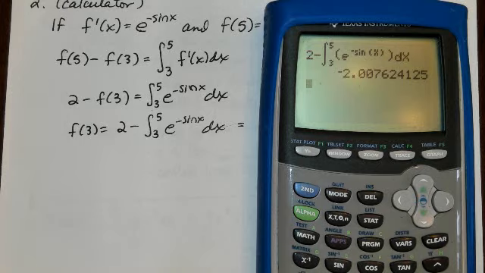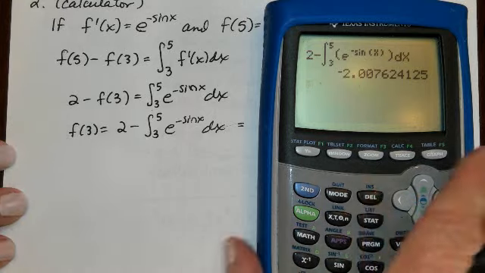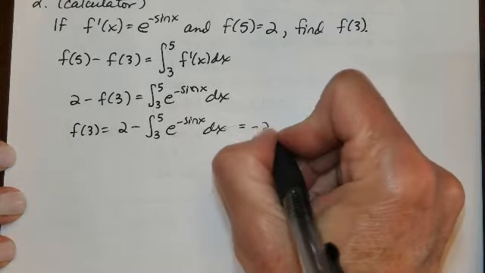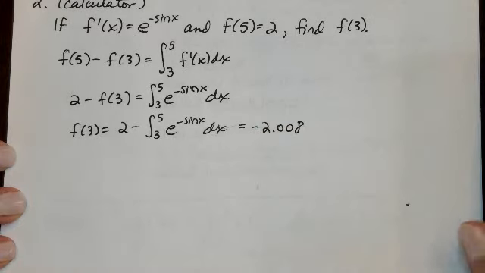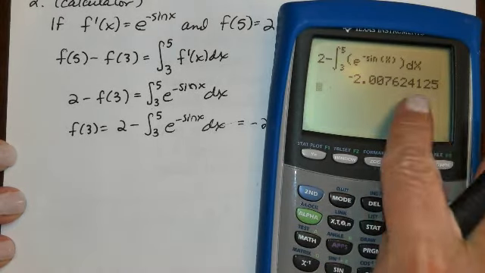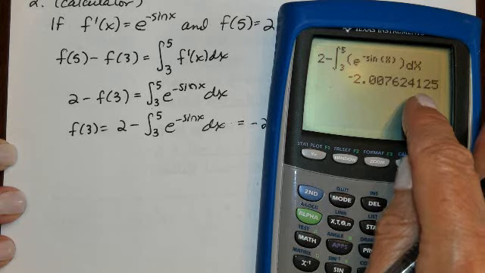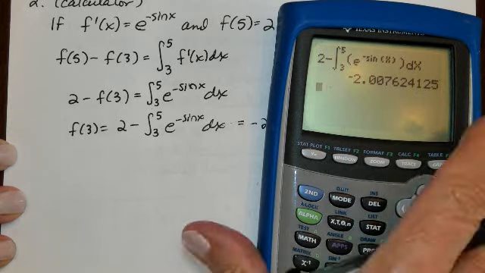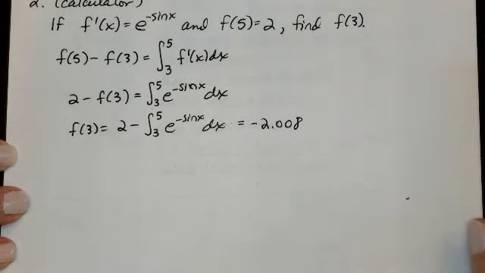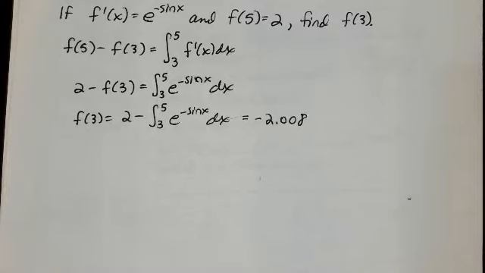So this would be negative 2.008, right? Okay. Might there be some kind of a numerical method error here? Yeah. Do we care? No. We're just going to round to 3 decimal places. We're good to go. All right? Okay.